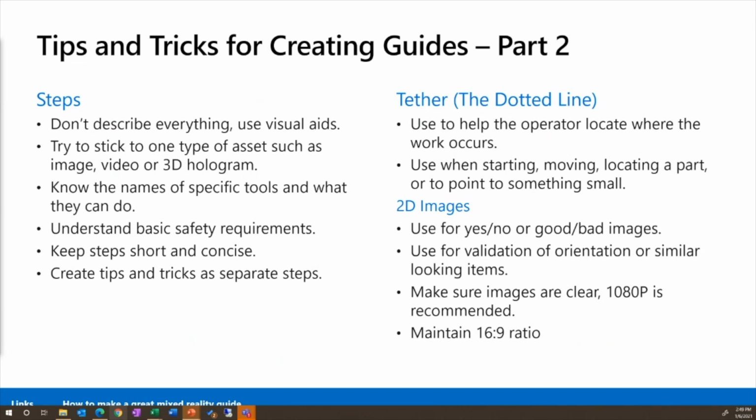So maybe if we're standing on one side of the item that's being manufactured and they need to walk around to the other side, the dotted line can be very useful to help them move around and point that dot to exactly where they need to do something.